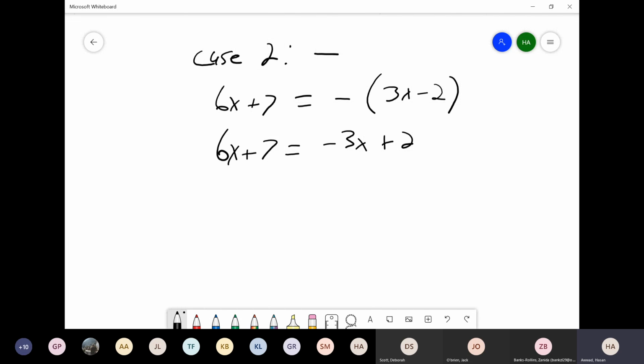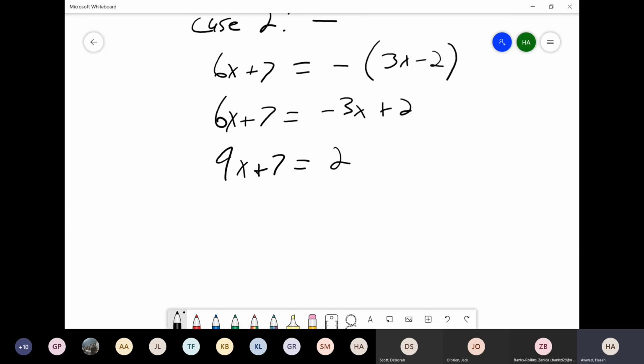So now what we have to do is, once again, solve for our variable. I'm going to add 3x to both sides. We are left with 9x plus 7 over here. The 3x's cancel, and we're left with 2 over here. And we're going to subtract 7 from both sides. So subtracting 7, we're left with 9x is equal to 2 minus 7, which is negative 5. And dividing by 9, we get x is equal to negative 5/9.